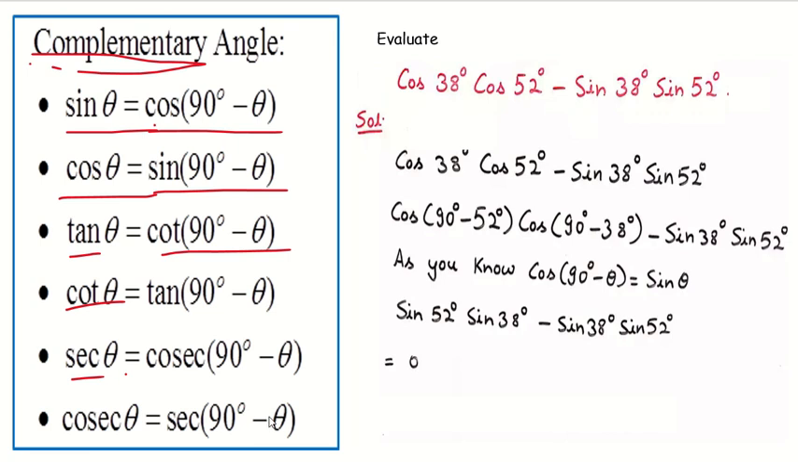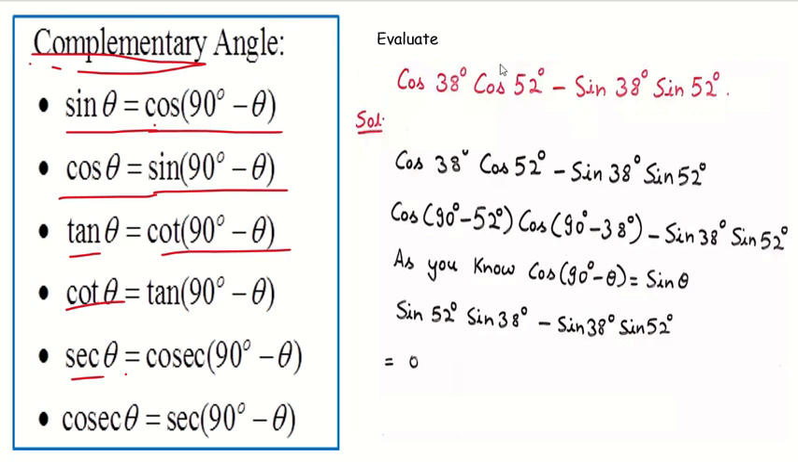How to remember this easily: whenever it is a complementary angle, 90 minus theta, sin becomes cos and cos becomes sin. Same way, tan becomes cot and cot becomes tan. Then cosecant becomes secant and secant becomes cosecant. Remember it in such a way and it will be easy for you.